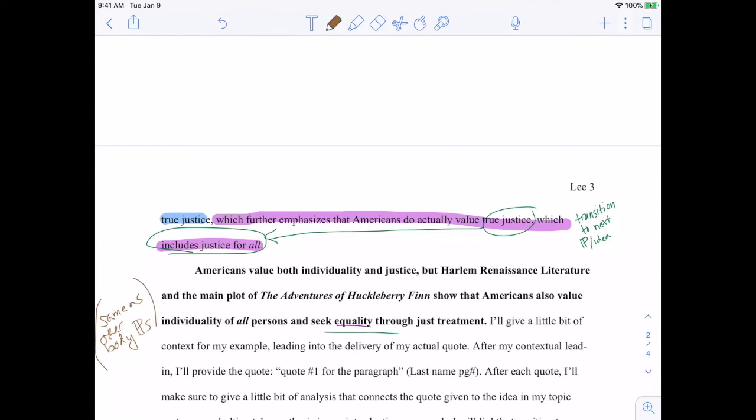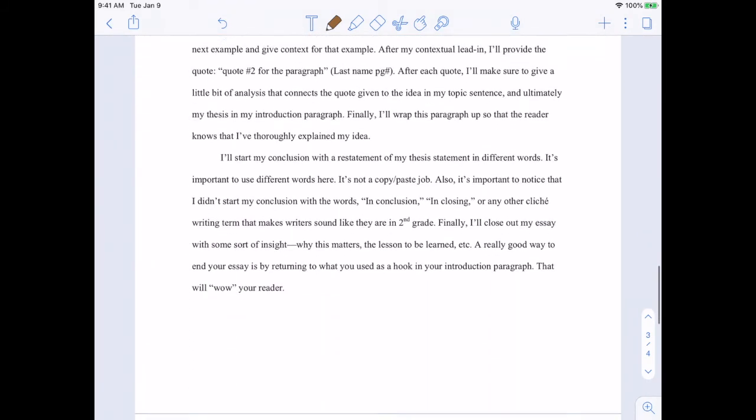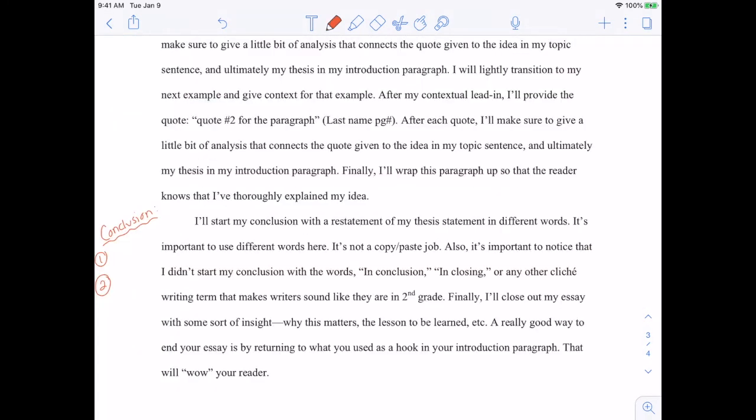All right, so the next body paragraph I have there is essentially the same thing as the first body paragraph I showed you that really just lists the pieces of a body paragraph. So now let's just move on to the last paragraph that I should see, and that is your conclusion. There are really just two things that I want to see in your conclusion. So let's read through this together.